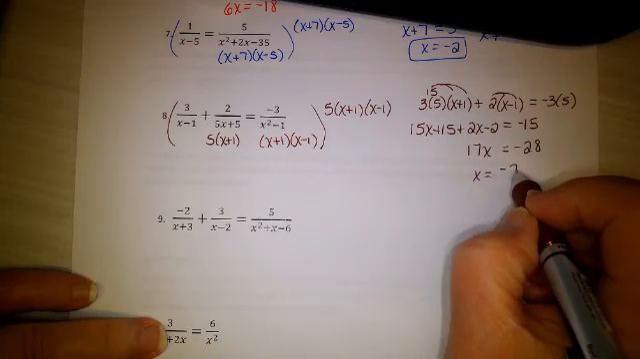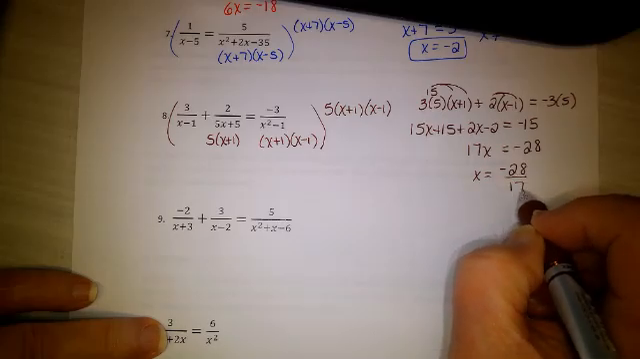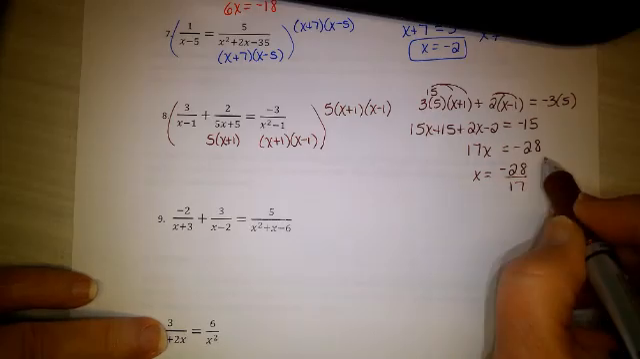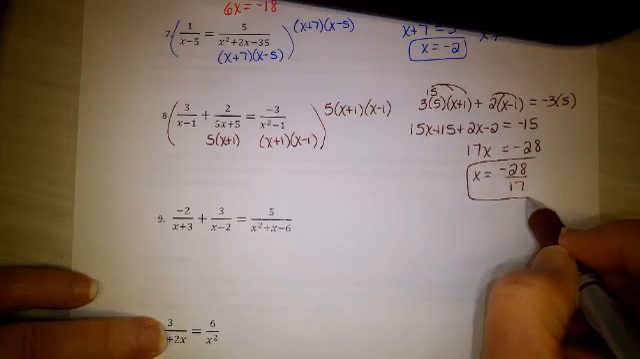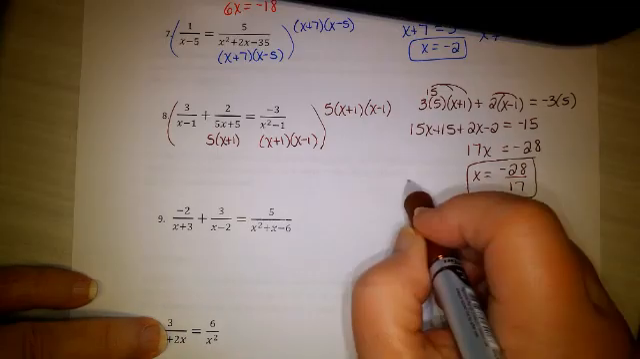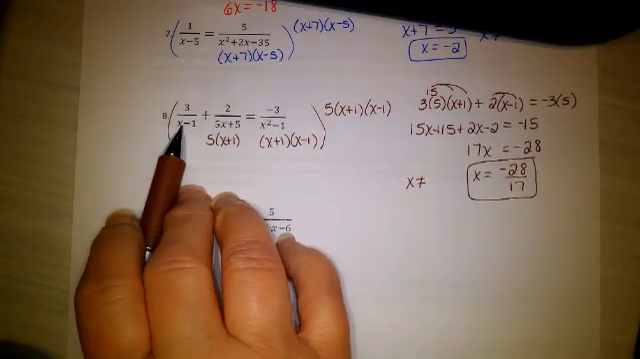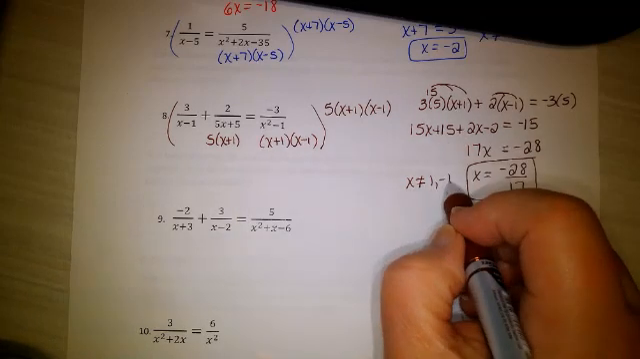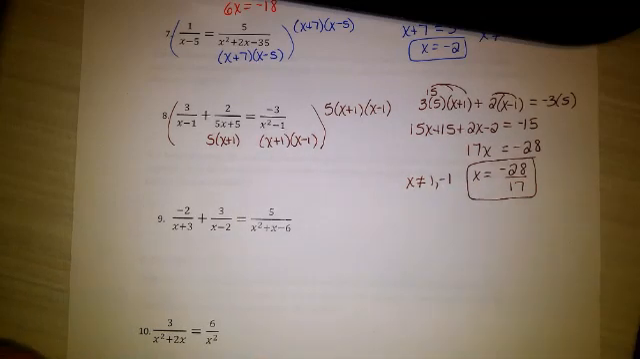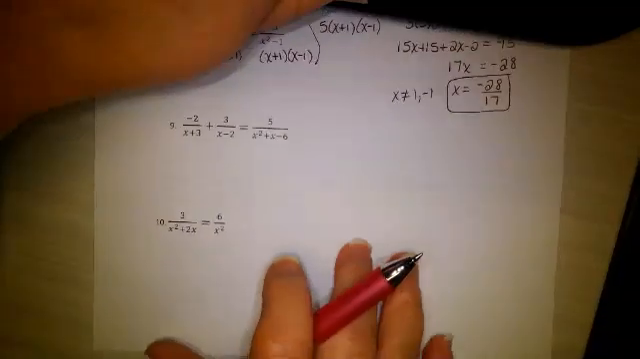Dividing by 17 leaves me negative 28 over 17. That's a really strange answer, but that's what I got. Now my restricted values, whatever makes the denominator 0, so that'd be a positive 1 and a negative 1, which did not interfere with my solution at all. All right, let's keep going.